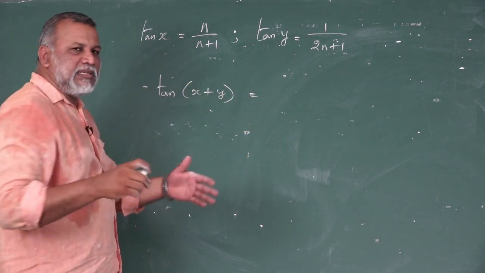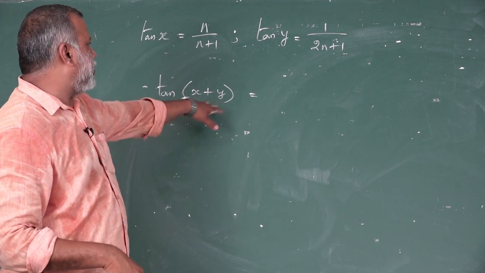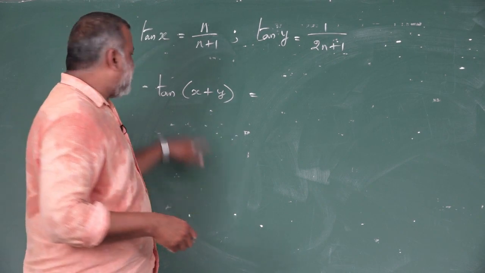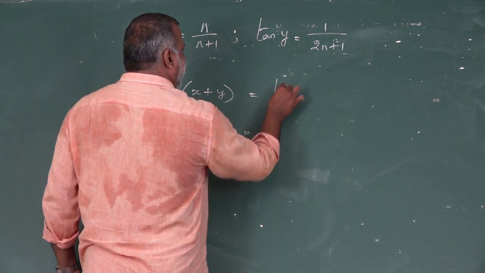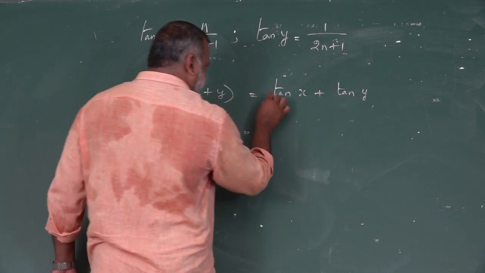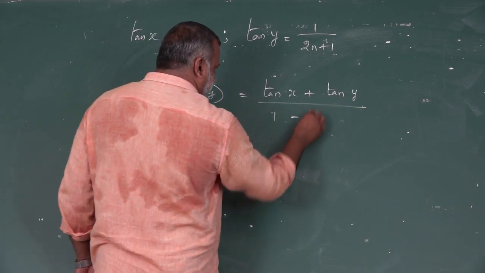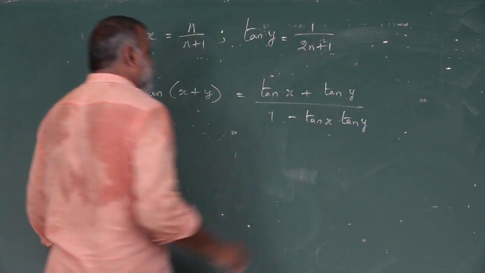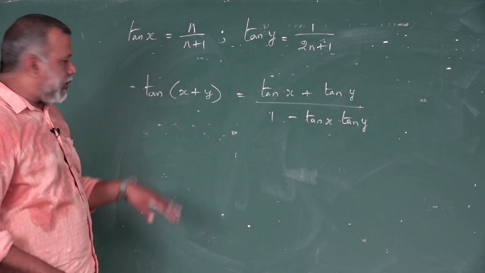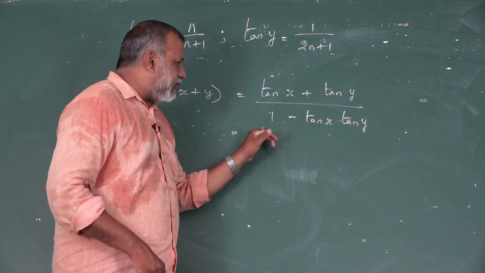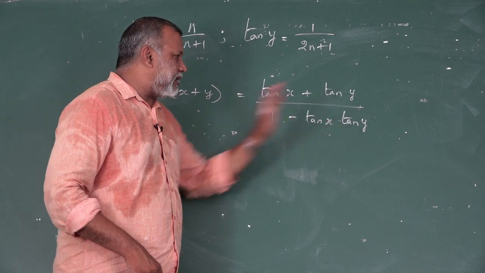So far we discussed sine and cos. Now we are going to find out the tan family. So the tan of a plus b formula: tan a plus tan b divided by 1 minus tan a tan b. This is the formula we require.